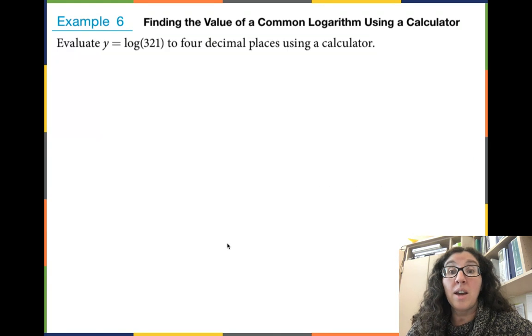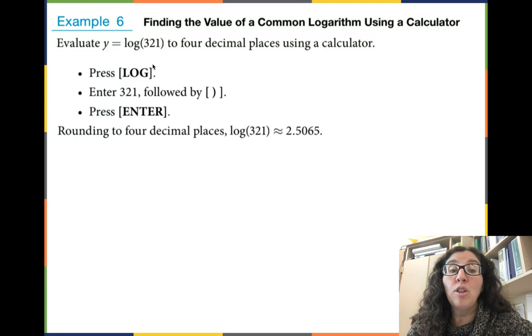All right, so sometimes we have to find logs of things that aren't so tidy. If we tried to do this in our head, no idea, right? 10 to what power equals 321? I don't know, somewhere between 2 and 3. So how do you use your calculator? You're going to have a log button on your calculator, L-O-G. So you say log of 321, enter, and out pops this number. Try that. Get out your calculator, make sure you know how to do this so that you get this number. So we can find a log base 10 of any number. We just pop it in our calculator and out comes the answer.